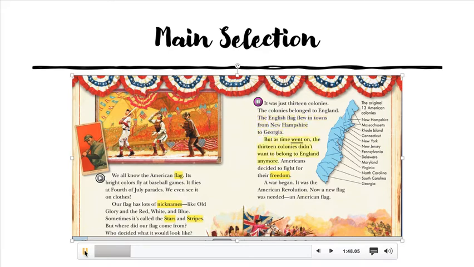But as time went on, the 13 colonies didn't want to belong to England anymore. Americans decided to fight for their freedom. A war began. It was the American Revolution. Now a new flag was needed, an American flag.